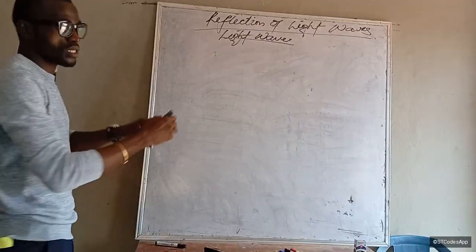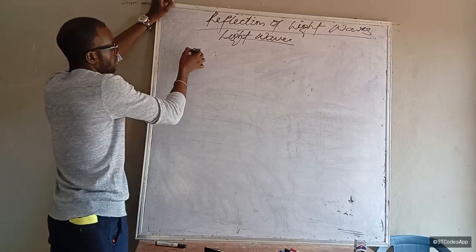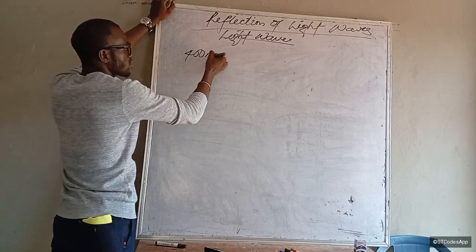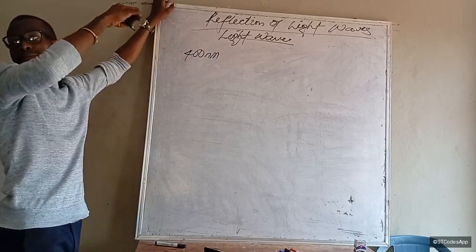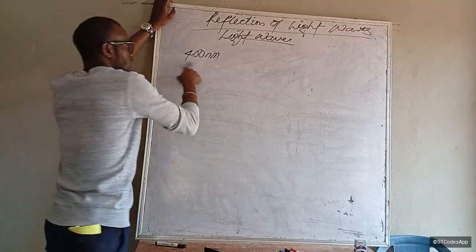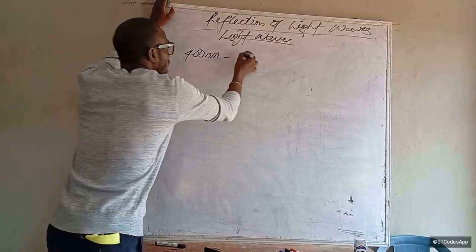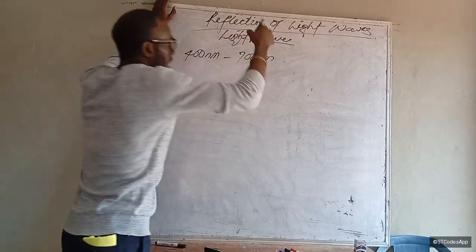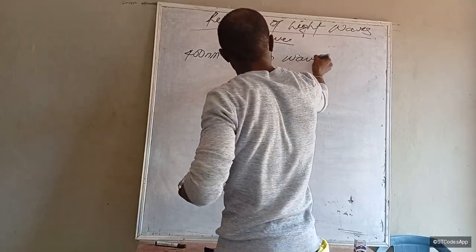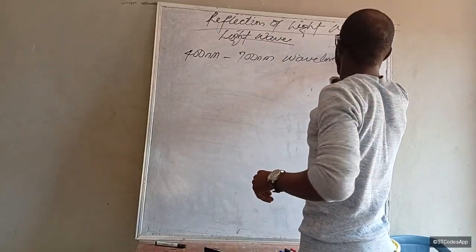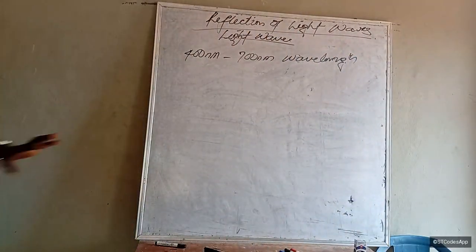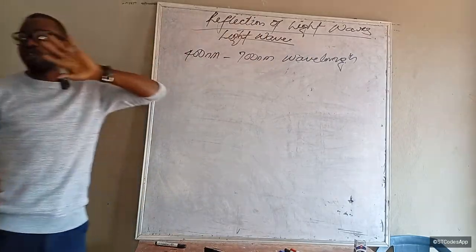It exists between 400 nanometer to 700 nanometer wavelength of the spectrum. So this is the wavelength of light. White light exists between 400 nanometer to 700 nanometer.